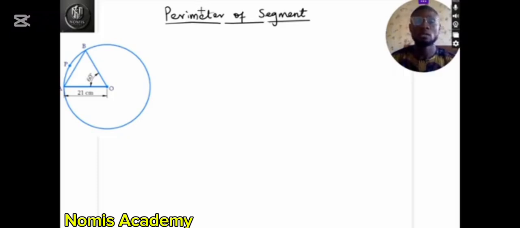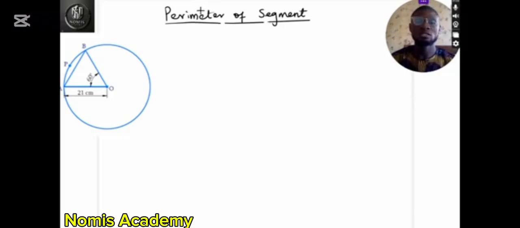A segment is a part of a circle when a circle is divided by a chord. I take that again. A segment is a part of a circle when the circle is divided into unequal parts by a chord. Remember what a chord is. A chord is a length of line that divides a circle into two unequal parts. And I have told you that when a line divides a circle into two parts, it does not pass through the center of the circle, and that line is known as a chord.